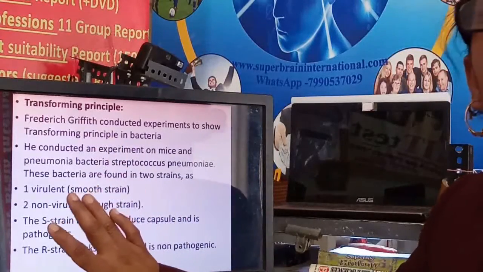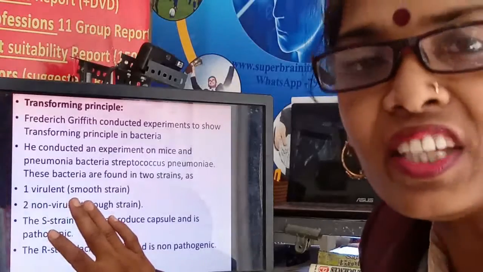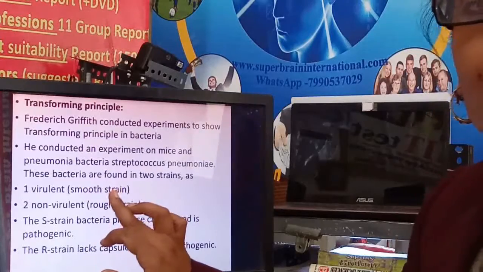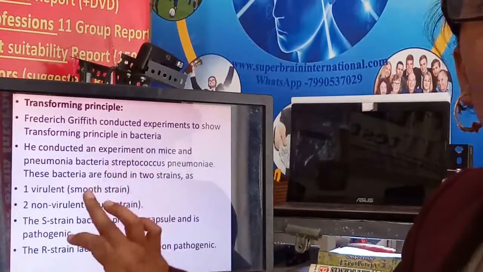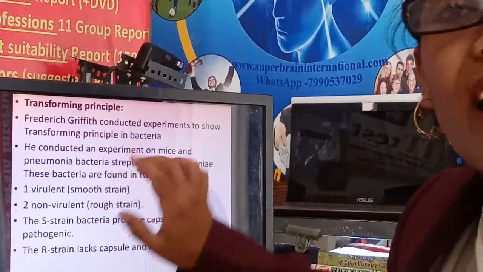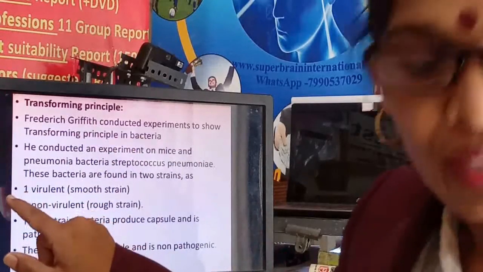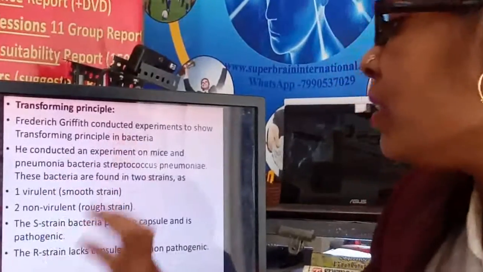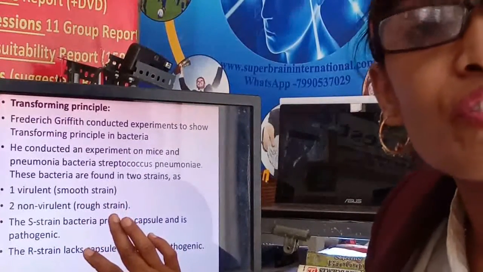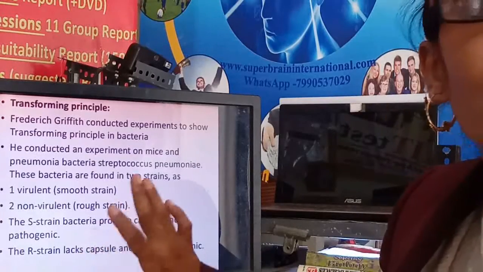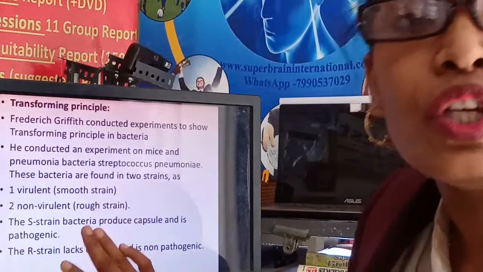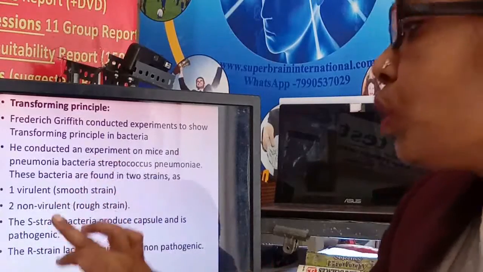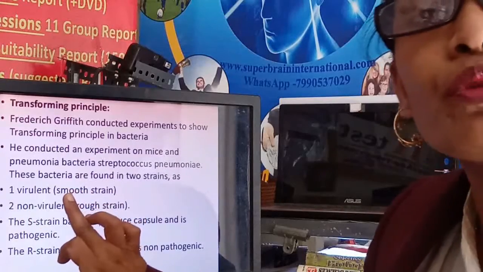One is the virulent strain, the S strain, also called the smooth strain, because in the smooth strain the Streptococcus pneumoniae bacteria have a capsule around them, and this capsule is made up of a polysaccharide coat. Then the non-virulent strain is also called the rough strain or R strain, which lacks this coat.